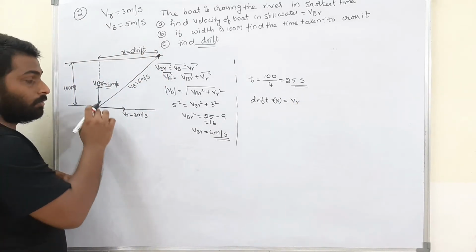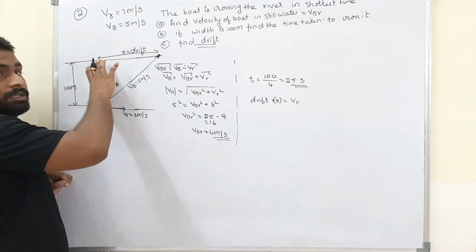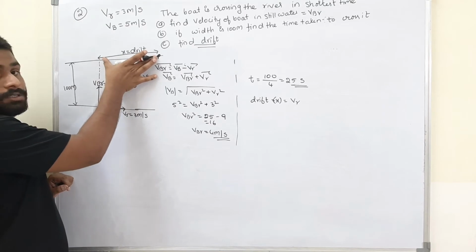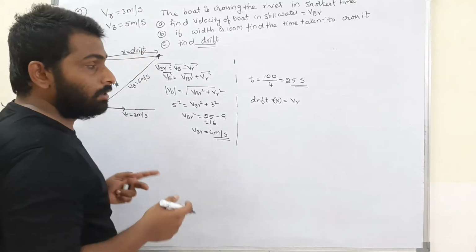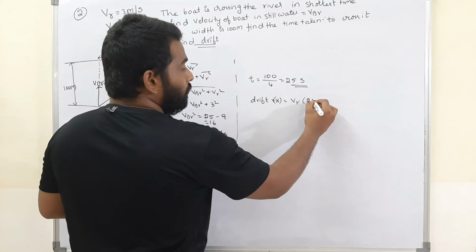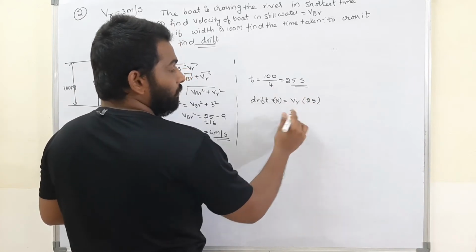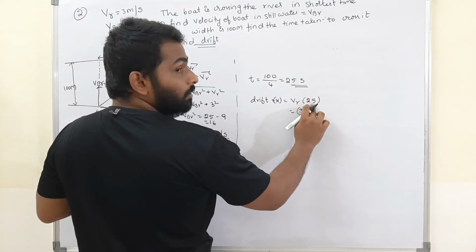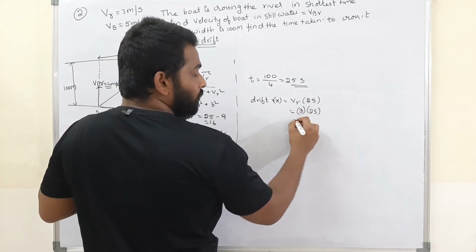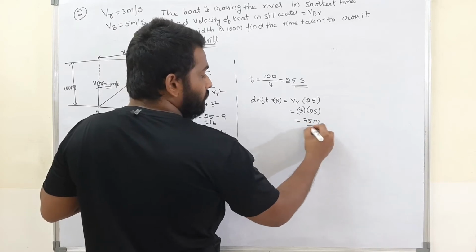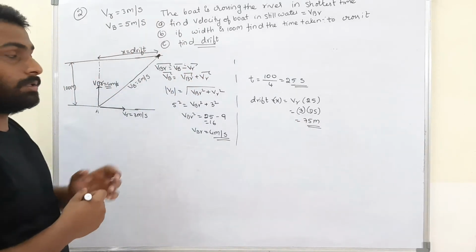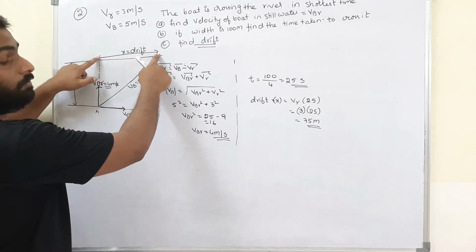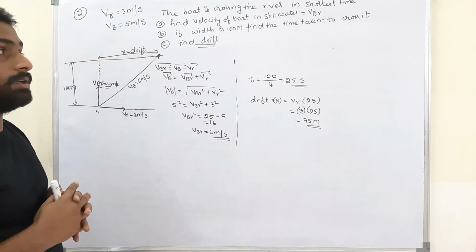The time taken to move this much of vertical distance is exactly equal to the time taken by the body to move this much of horizontal distance. Both the times are same. Therefore, into 25. Time is 25. What is the velocity of river? 3. What is the time taken? 25. What is the drift? 75 meters. That means the boat will reach the other end at this point, at a distance of 75 meters. I think it is clear.